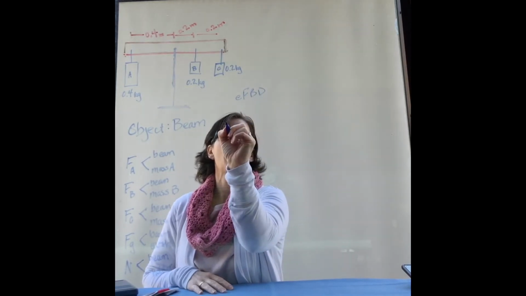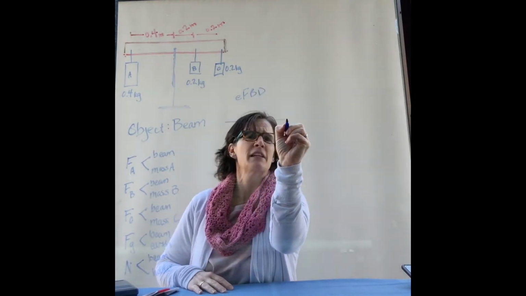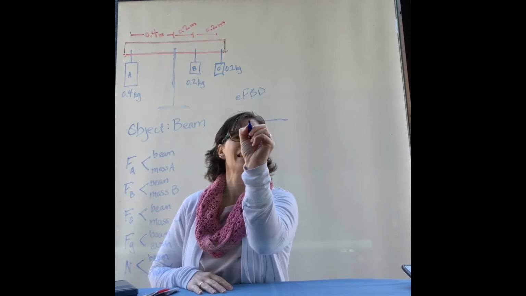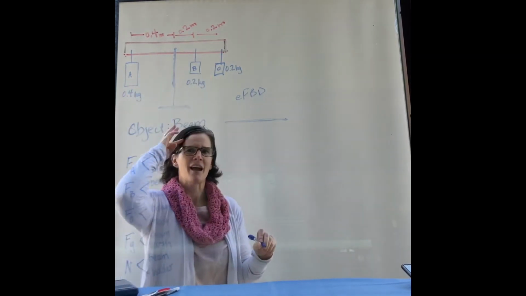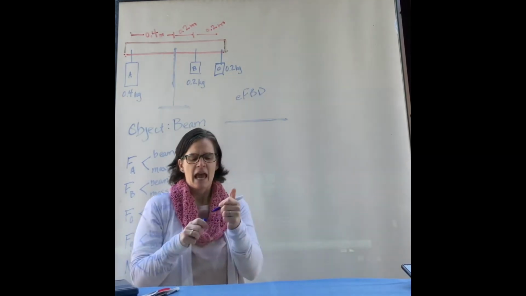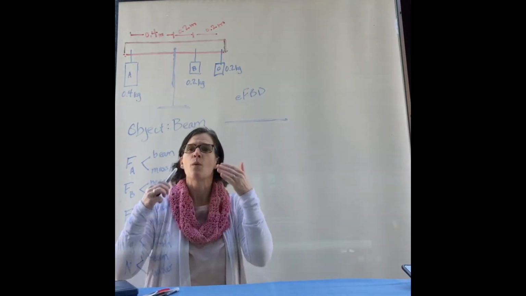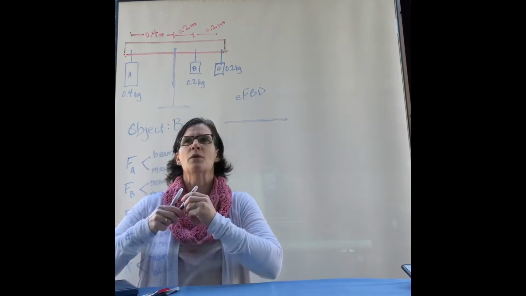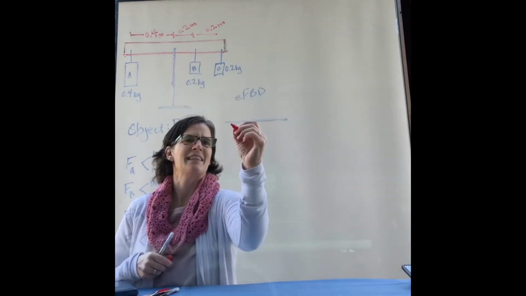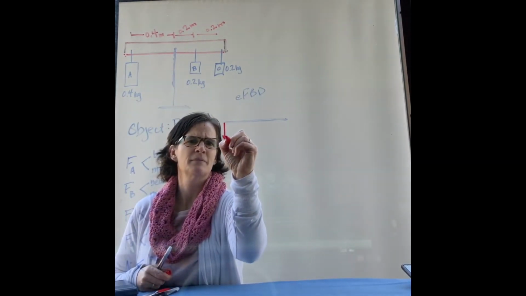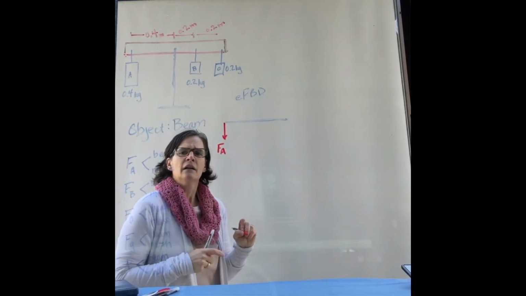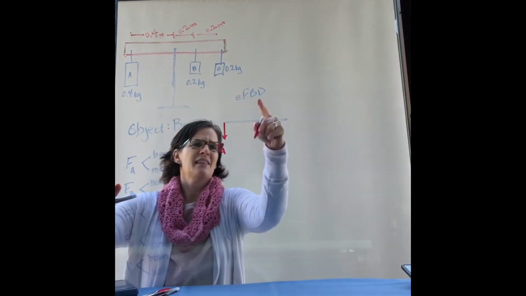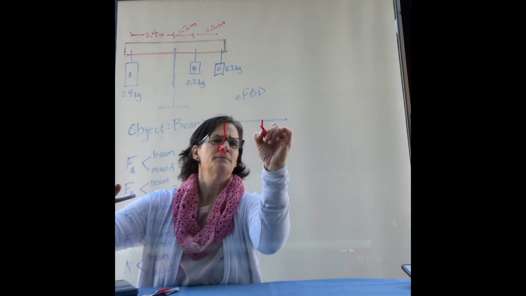Like I mentioned in the video on free body diagrams, I like to draw my free body diagram in the orientation that the object is, and then we start putting the forces where they are acting. Force A is at this end of the beam, so here's the force by object A. Force B is at this location on the beam.